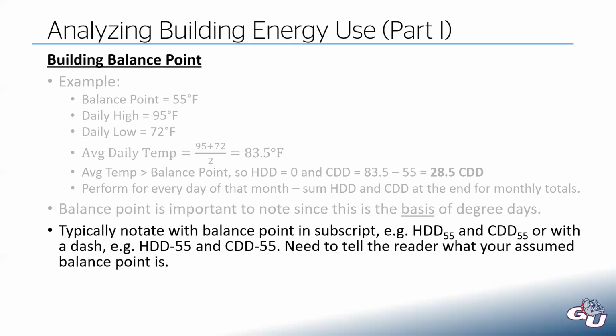And typically we notate that by putting it in a subscript. So HDD 55, CDD 55, or we put a dash to indicate that's the balance point we use to calculate these degree days. And ultimately, you need to tell your reader or your client or whoever what your assumed balance point was.